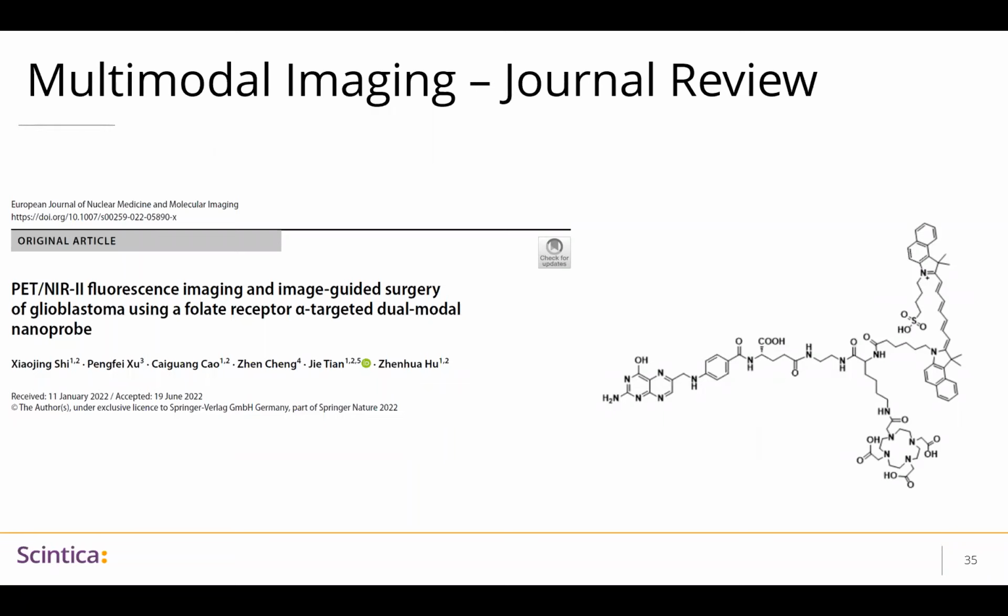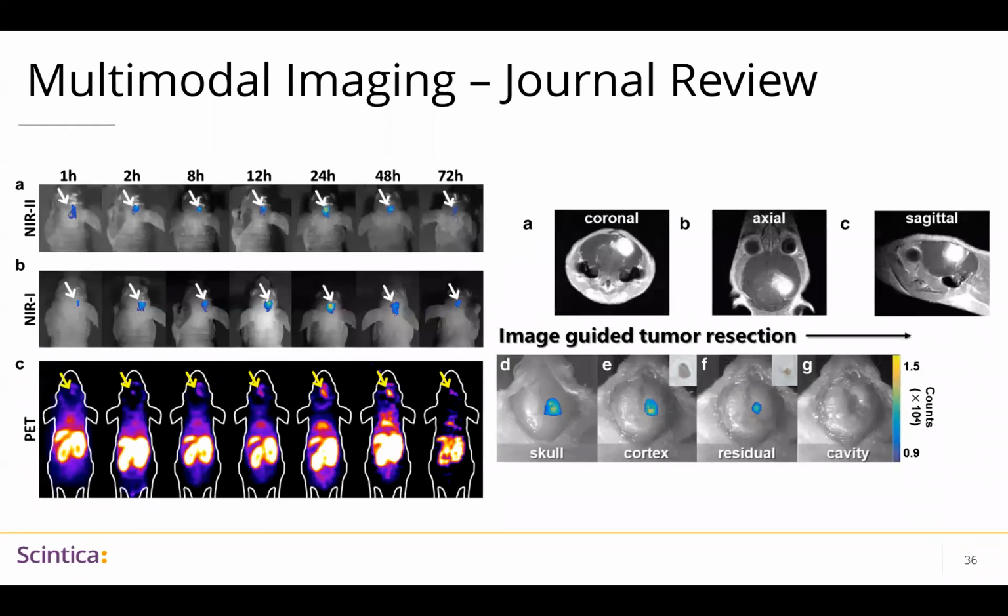So the goal here was to develop a near-infrared 2 agent, which could be targeted to and specific to glioblastomas. So in this case, they used the folate receptor as a target, which they know is upregulated in glioblastoma. So the folic acid was conjugated to ICG, which is a clinically approved fluorophore, as well as a DOTA chelator so that they could attach copper-64 to do PET imaging. So here we can take a look at the fluorescence images. So here we can see after the injection of the contrast agent, how long did it take to accumulate?